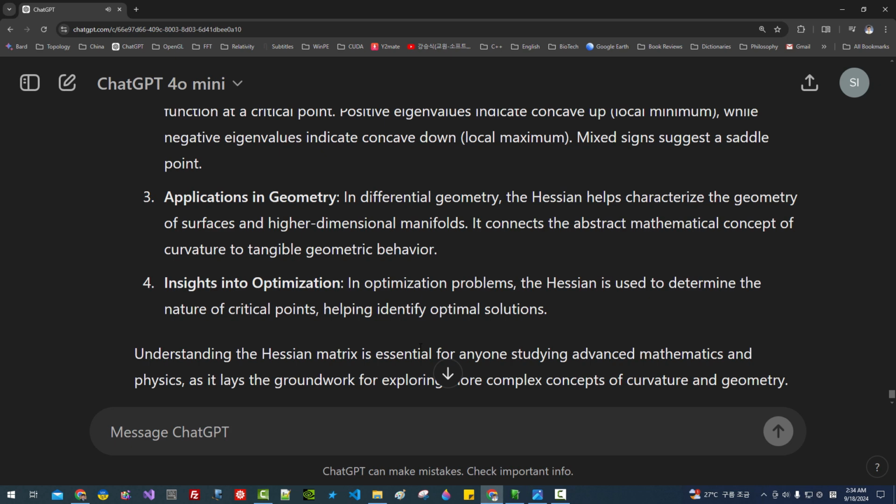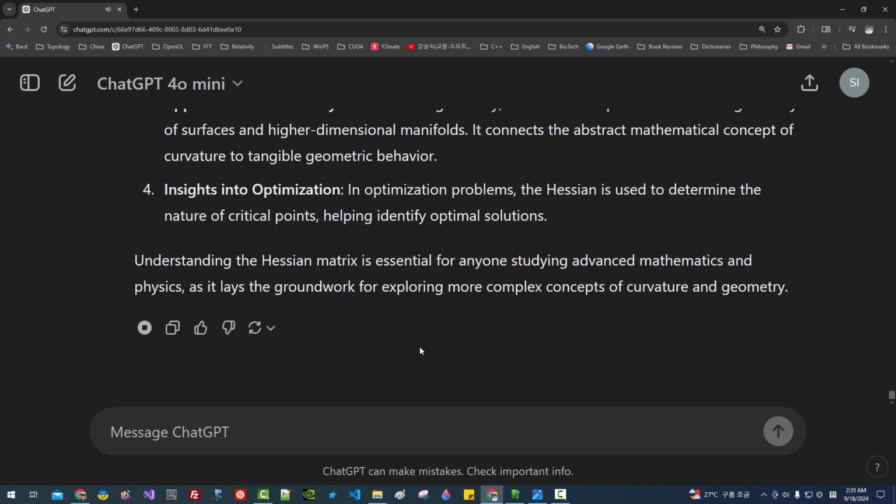3. Applications in geometry. In differential geometry, the Hessian helps characterize the geometry of surfaces and higher dimensional manifolds. It connects the abstract mathematical concept of curvature to tangible geometric behavior. 4. Insights into optimization. In optimization problems, the Hessian is used to determine the nature of critical points, helping identify optimal solutions. Understanding the Hessian matrix is essential for anyone studying advanced mathematics and physics, as it lays the groundwork for exploring more complex concepts of curvature and geometry.